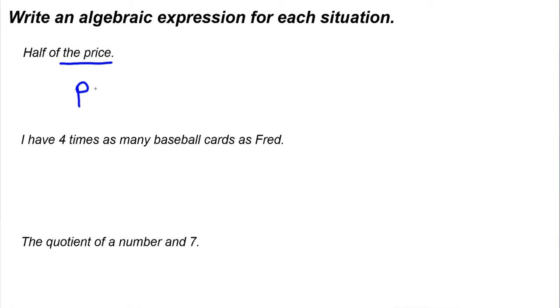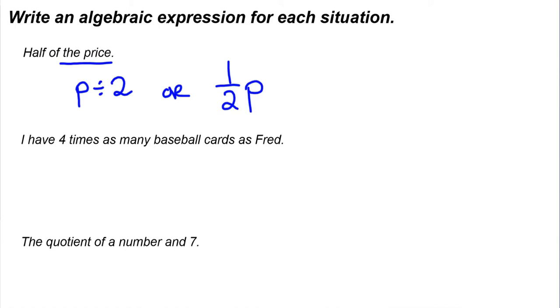Well, to find half of something, you could divide it by 2. So I'm going to take the price and divide it by 2. That represents half the price. Or I could multiply it by 1/2, 1/2 times P. Either one of those is half of the price. So here are two algebraic expressions that represent half of the price.